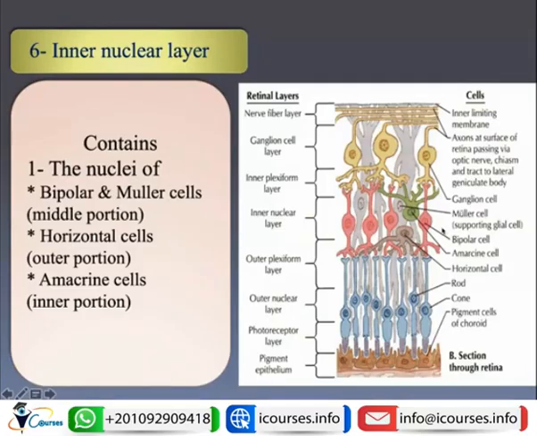Then we have the inner nuclear layer containing the nuclei of the bipolar cells and Muller cells, the horizontal cells, and the amacrine cells. Just bear in mind that the horizontal cells are present at the outer portion, while the amacrine cells are present in the inner portion. So all nuclei of the retina are present in the inner nuclear layer except what? Except the nuclei of the photoreceptors and except the nuclei of the ganglion cell layer.